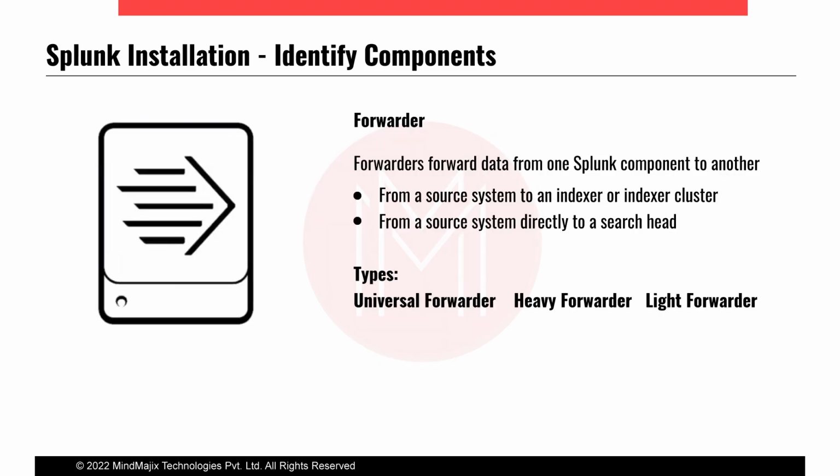Talking about the first layer of the components, which is the processing layer, the first processing component is the forwarding layer. And this is the forwarding tier. The forwarders forward the data from one Splunk component to another. They can also forward data from external sources to another Splunk component. As we see, they ingest the data from a source system and send it to the indexer or an indexing cluster where the data gets parsed. The forwarder also forwards the data from the source system directly to a search head in many cases.